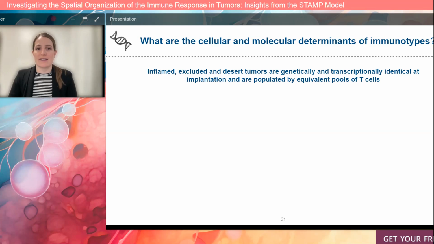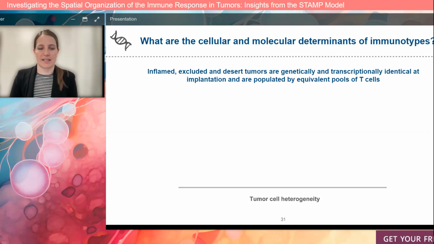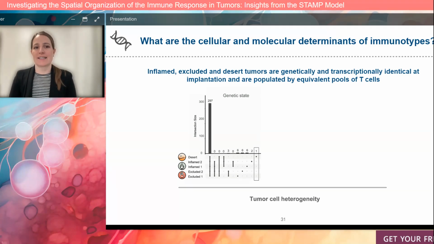And in fact, what we found is that inflamed, excluded, and desert tumors are genetically and transcriptionally identical at implantation and are populated by equivalent pools of T cells. And this was quite surprising to us. So I'll take you through the data here. First, looking at tumor cell heterogeneity. So this is an UpSetR plot showing results from whole exome sequencing, representing the genetic mutations present in tumor lesions of different phenotypes.